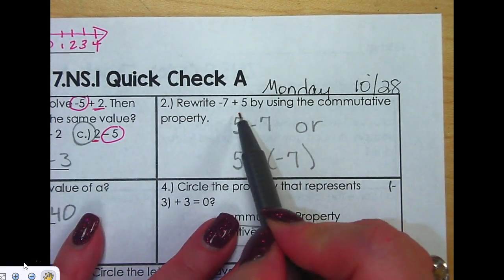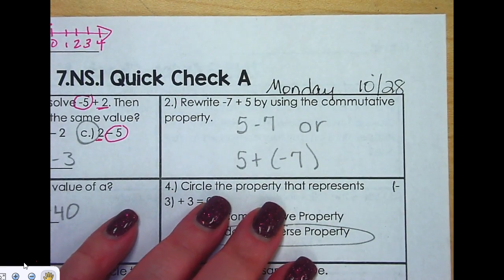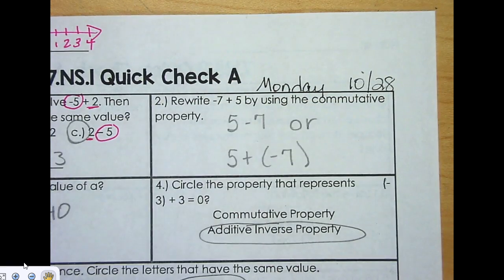Rewrite -7 plus 5 by using the commutative property. What does the commutative property say? Somebody besides Mackenzie. What's the commutative property say? If you answer that one, you probably should know what the commutative property says or what it is. Savannah? The order of the numbers can be switched around and the answer is the same. Yes, the order can be switched around and the answer is the same.